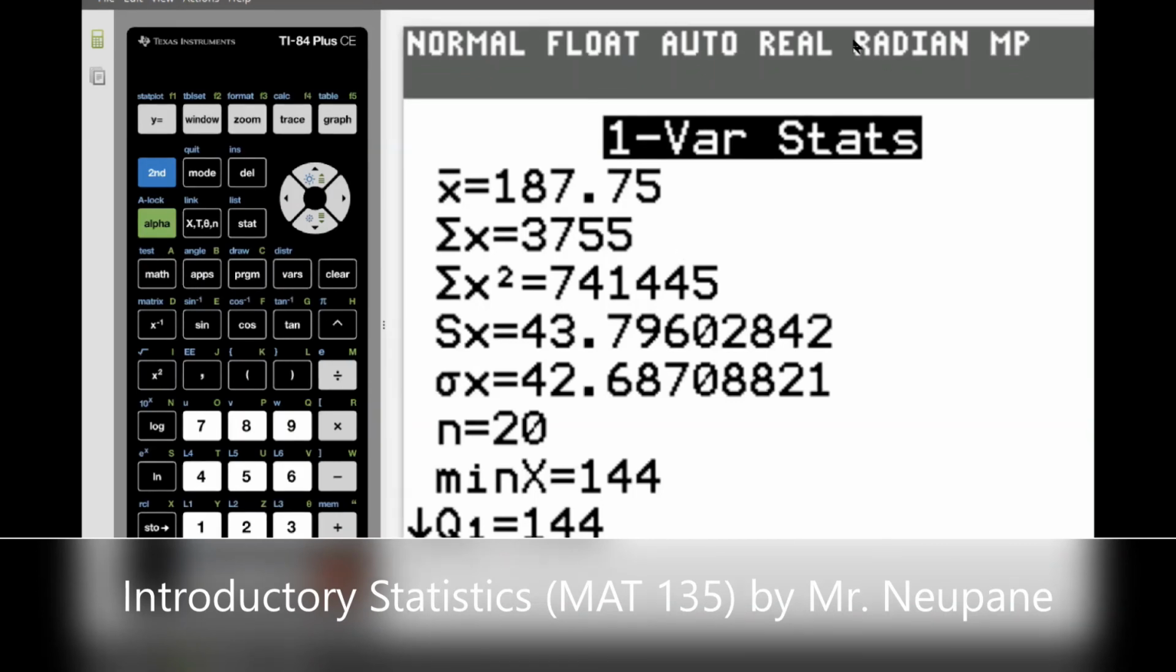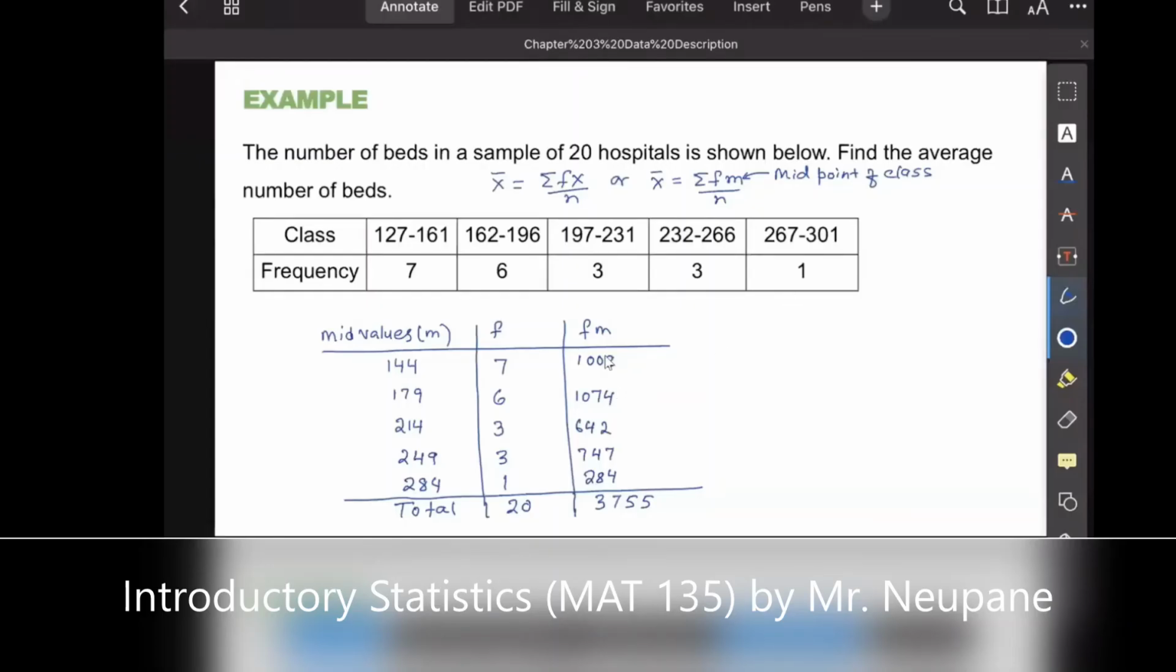Let me stop sharing this and share back the example. Okay, from the calculator, we saw that this sum is 3755. You may add manually and you'll see that you have the same sum, 3755. So you can make use of the calculator to find that sum. Any questions so far? No? Okay, now we have everything ready.